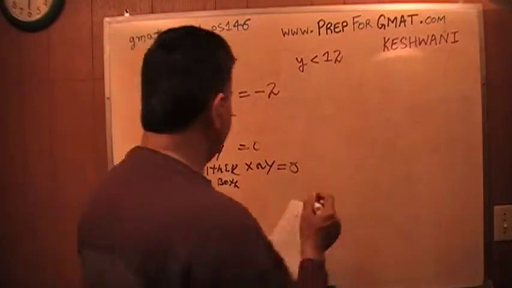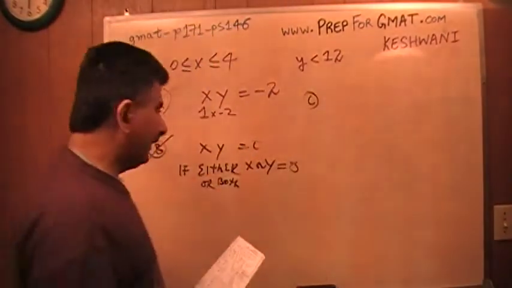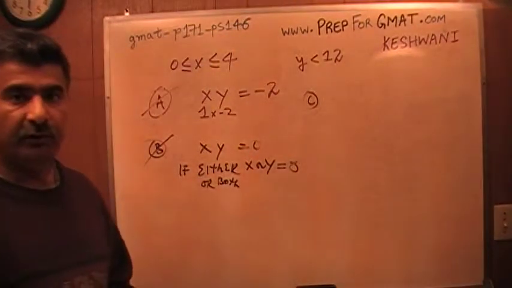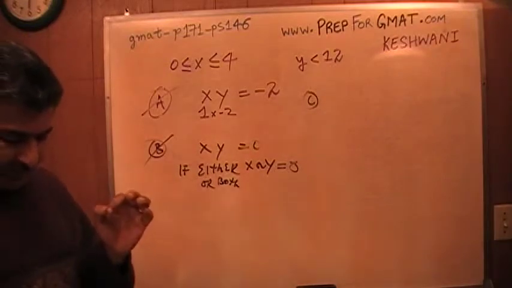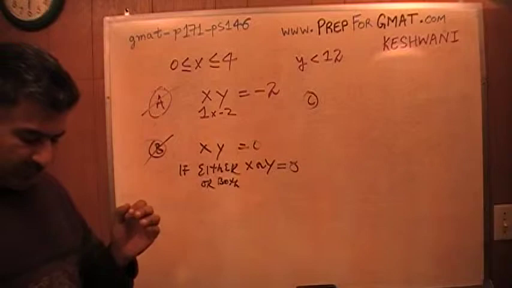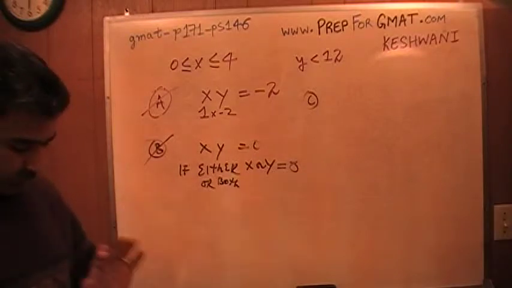Which means that x times y could be 0. And the question is, which of the following cannot be the value of x times y? The value of x times y could be 0, and therefore it's not the answer.